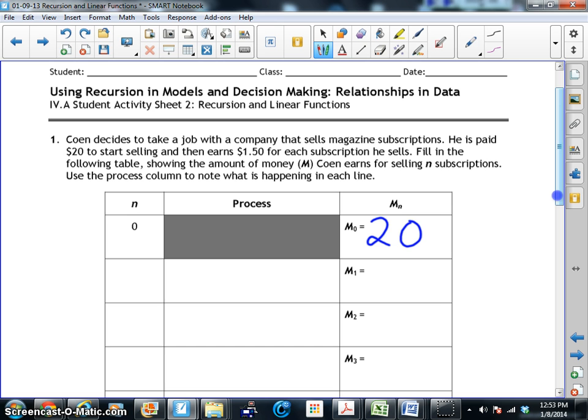So we start out with how much we're starting with, 20. So m sub 0, so instead of using what we had in that other one, a sub 0, we're now using m sub 0. So m sub 0 starts at 20. So this is here 1, 2, 3, and that last one's supposed to be 4.